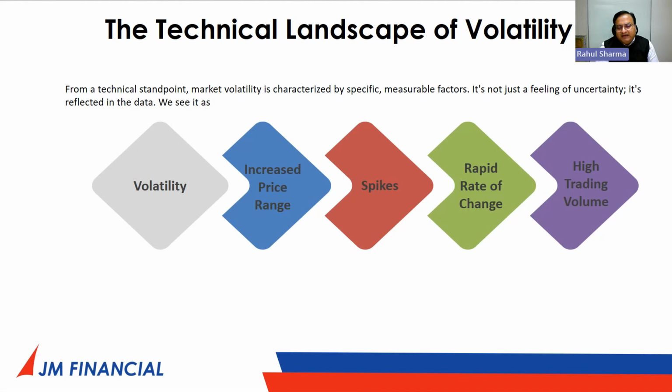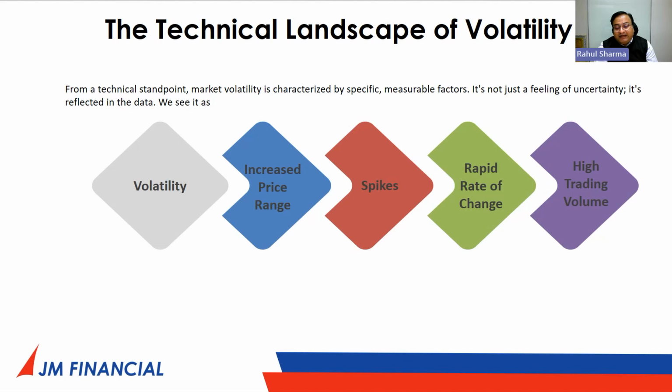You may see the lows and the highs being very extreme on either side, although the closing may not be towards the low or the high, but the wicks of the candles are very big. So the spikes are something which are characteristic of high volatility.